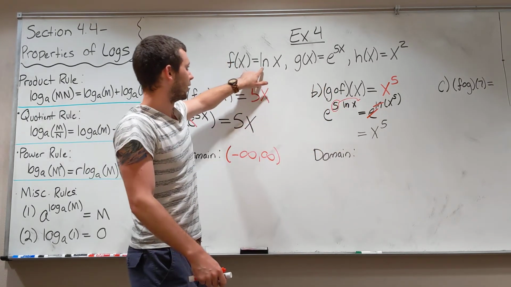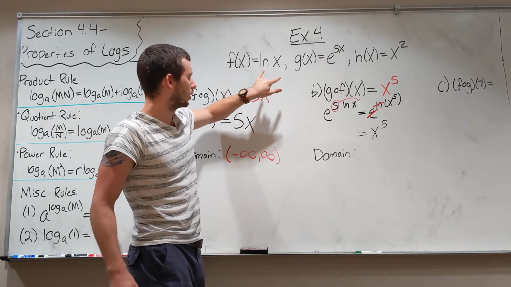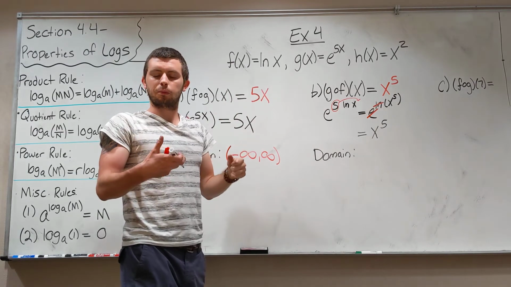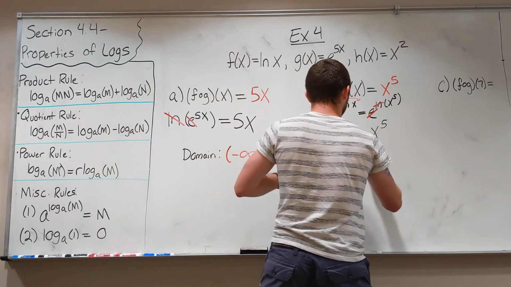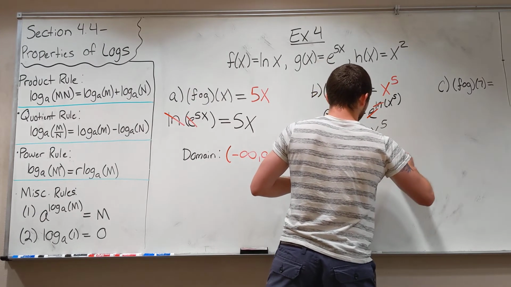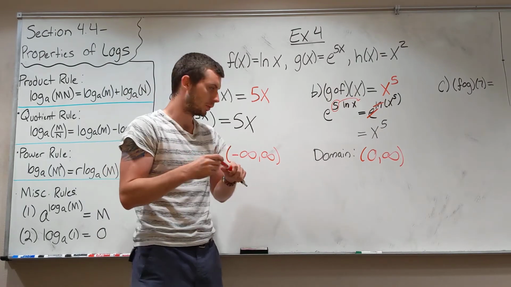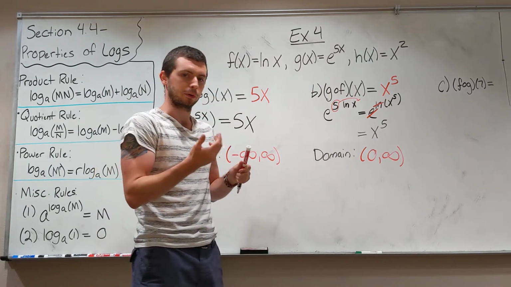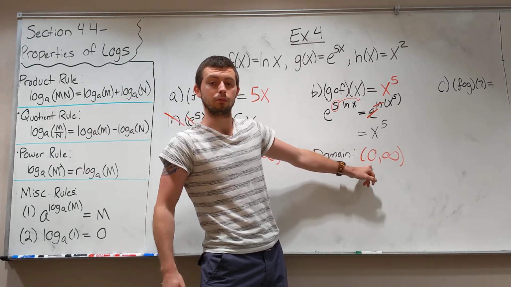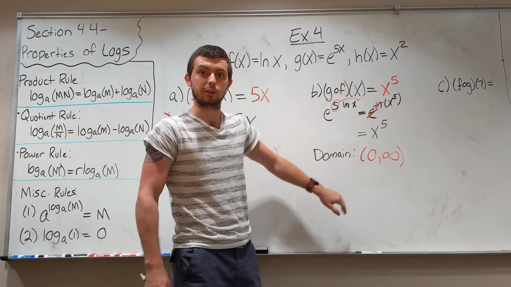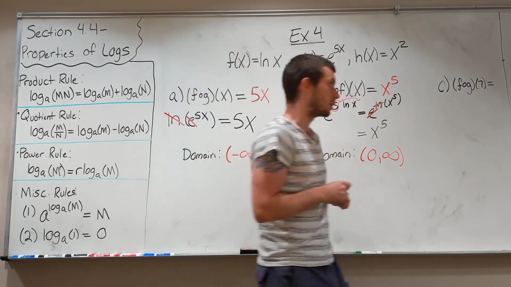So f here is natural log of x. Now what's the domain of the natural log of x? Well actually, that's part of our parent function. That's 0 to infinity. So if you go back to the previous section and look at various characteristics of logarithmic functions, you will see that the domain is 0 to infinity. And that is what we're utilizing here. That is something you need to know. But that would be the answer for part B.